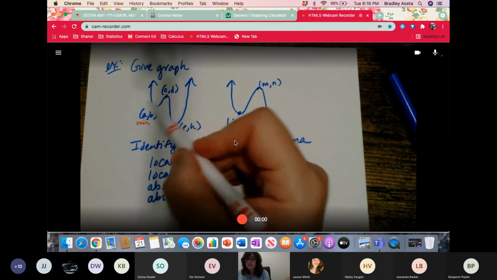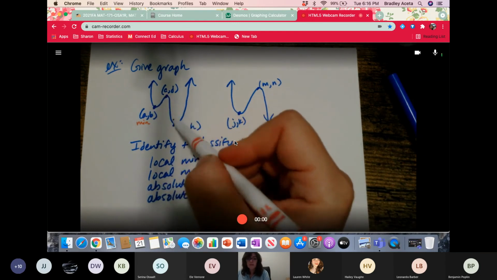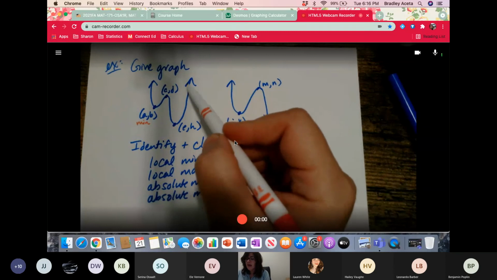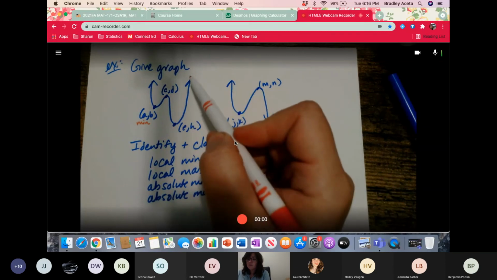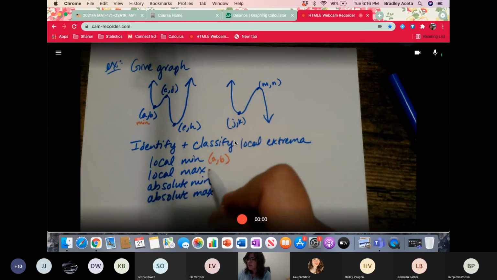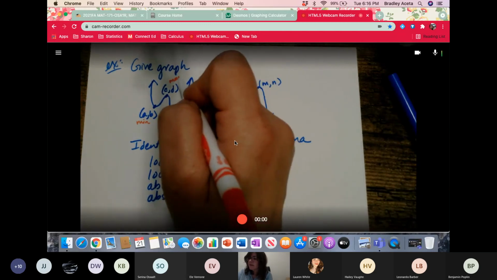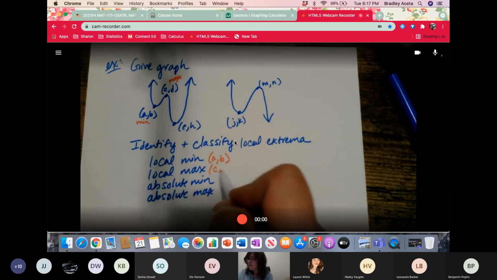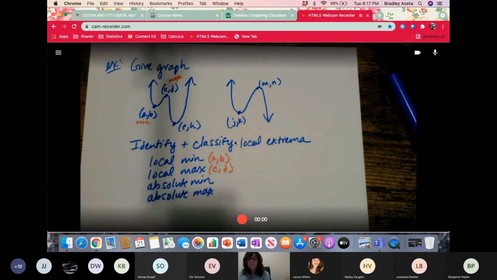CD is up there. It's high. It's on the top of that little bump, but it's definitely not the highest point because these arrows go up. So there are more points up here that are definitely higher than this point right here. So I would call this a max. It's a local max though, because it's not the highest.